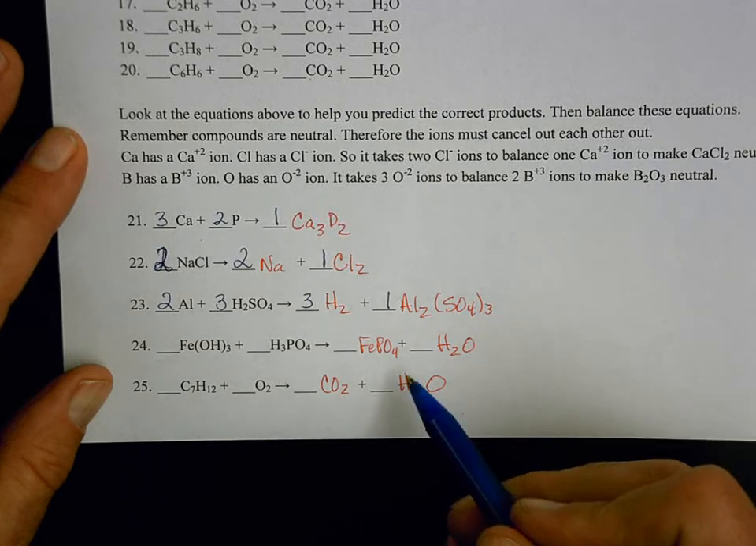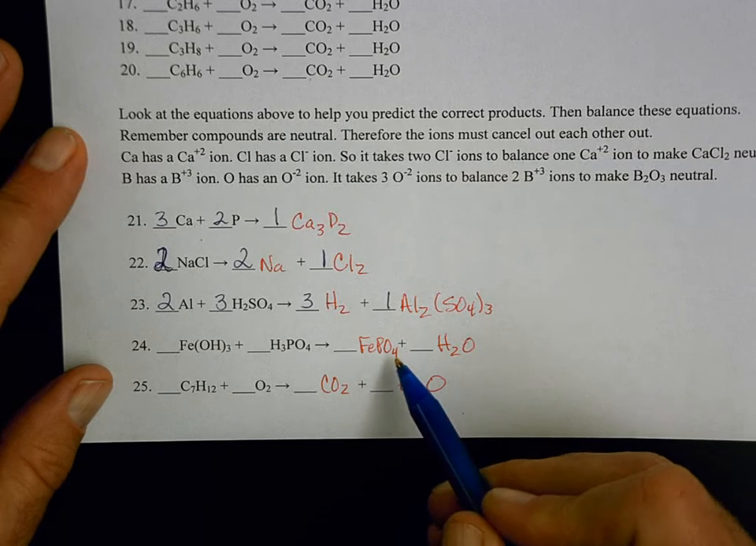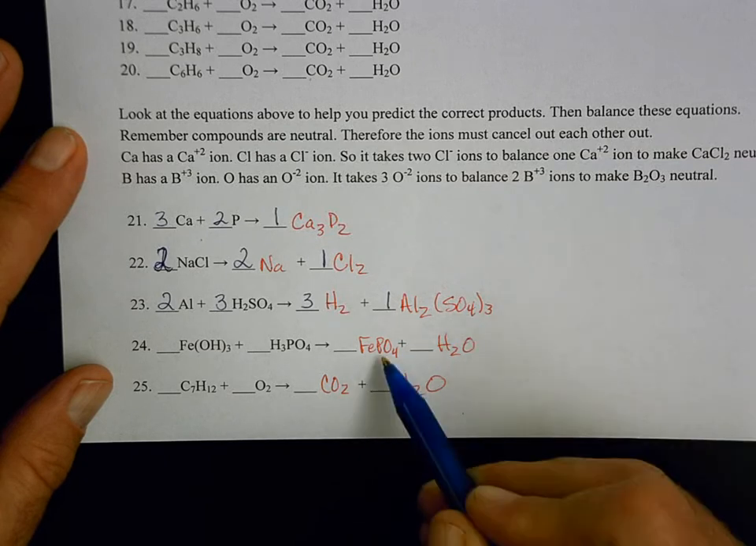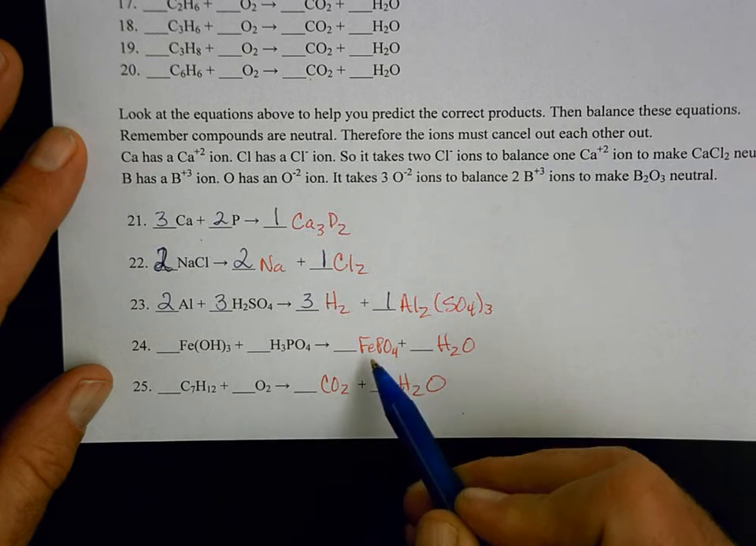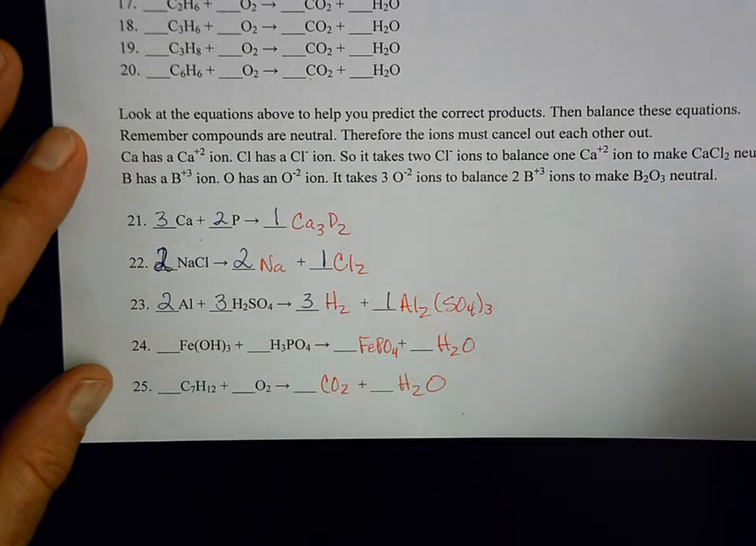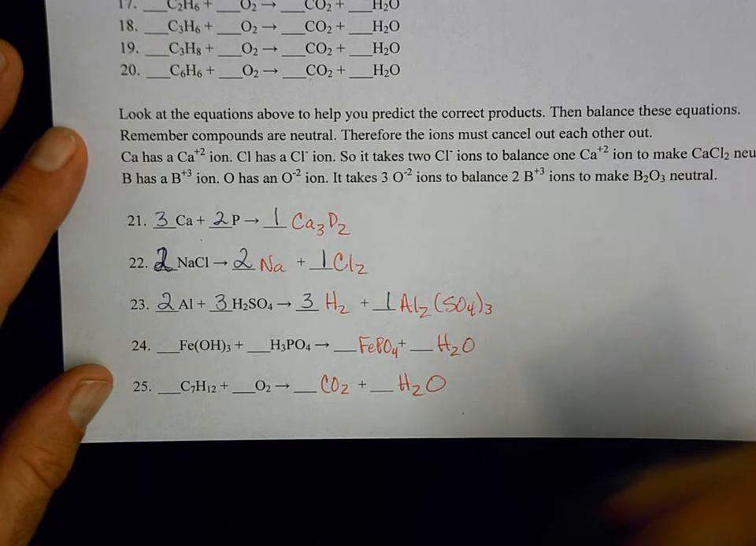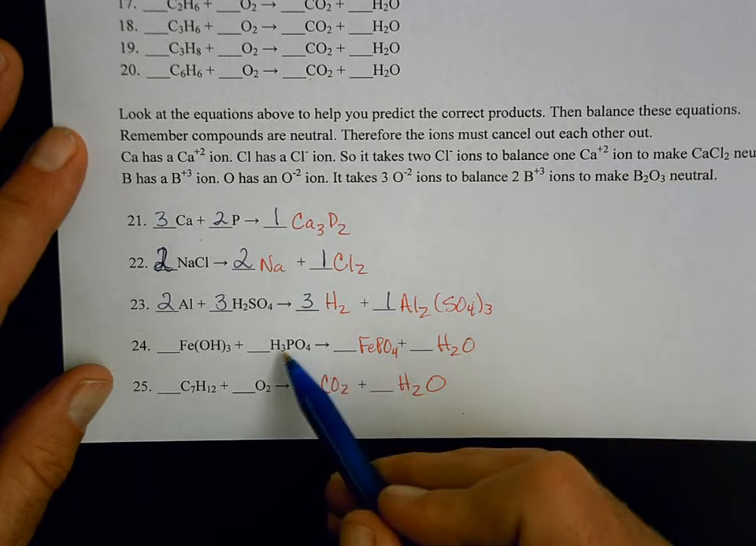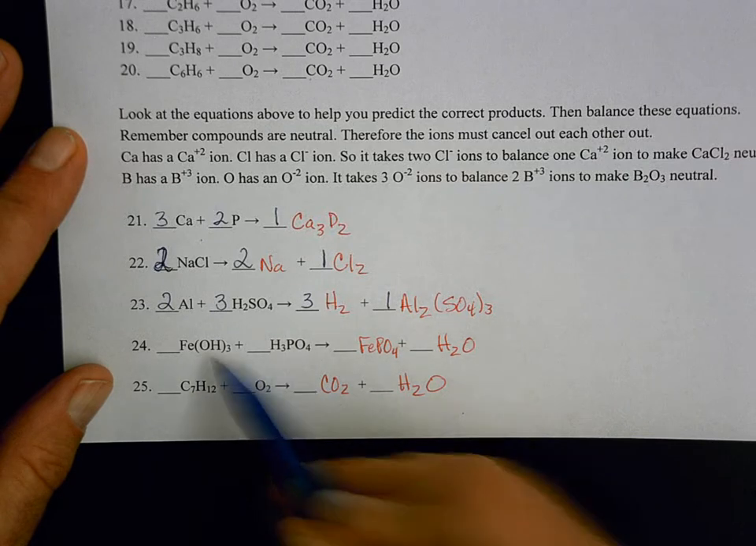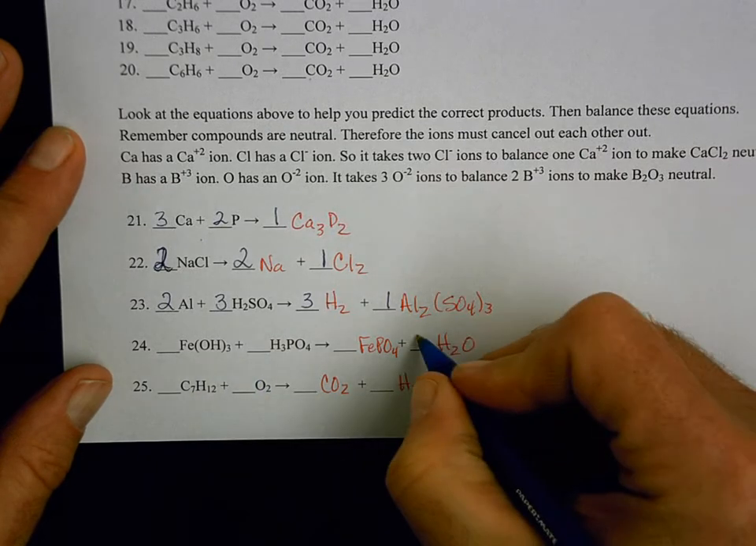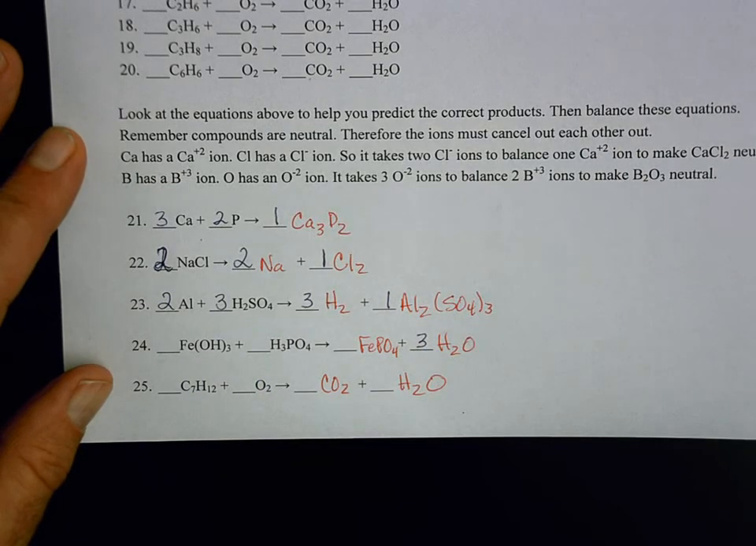Now, for 24, if I look at the PO4s, just as I looked at the SO4s before, I notice that they are the same, 1 on each side. If I look at the Fes, there's 1 on each side. So, really what I need to do is pay attention to the hydrogens. And I note that here I have 3, and here I have 3 more, so that would be 6 hydrogens, which would mean I would need a 3 there to take care of the hydrogens.